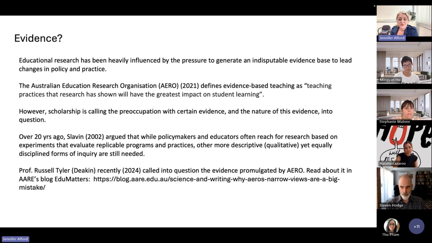And this has been going on for many, many years, going back to Slavin in 2002, who argued that while a lot of policymakers and educators often call for experimental research, where programs and practices can be evaluated and replicated, more descriptive, largely qualitative research is equally needed to inform our policy and practice.